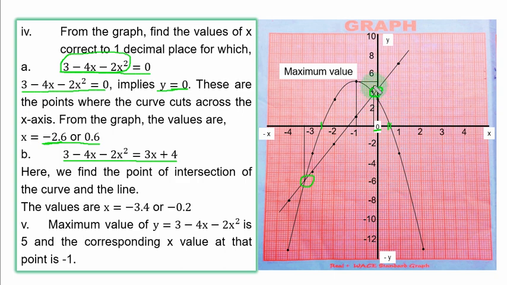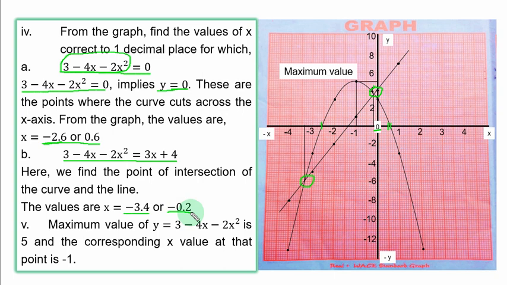So you mark that point accurately and you trace it to the s-axis. When you trace the first one, you have minus 3.4. If you trace the second one down, you have minus 0.2. You must do that accurately.